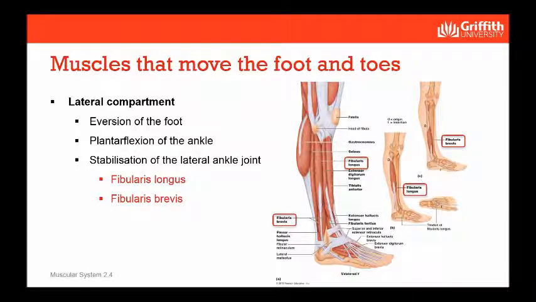Fibularis brevis is the smaller of the two muscles and lies deep to fibularis longus. It also plantar flexes the ankle and everts the foot, originating on the distal fibular shaft and inserting via tendon onto the fifth metatarsal.